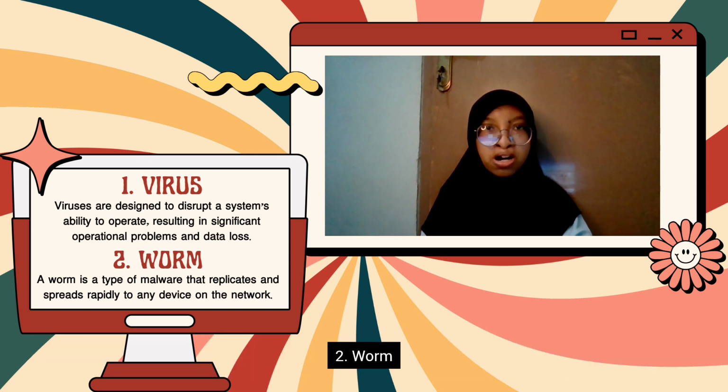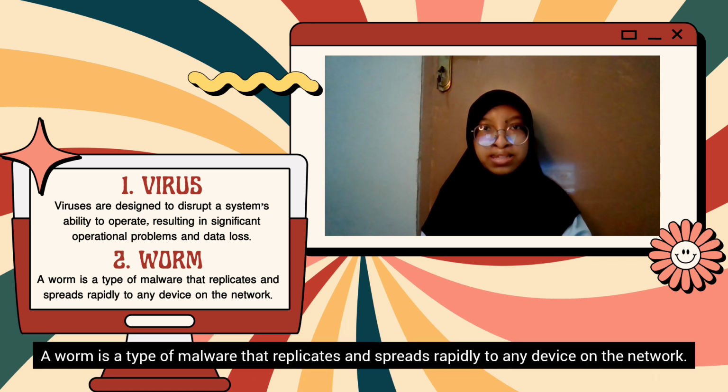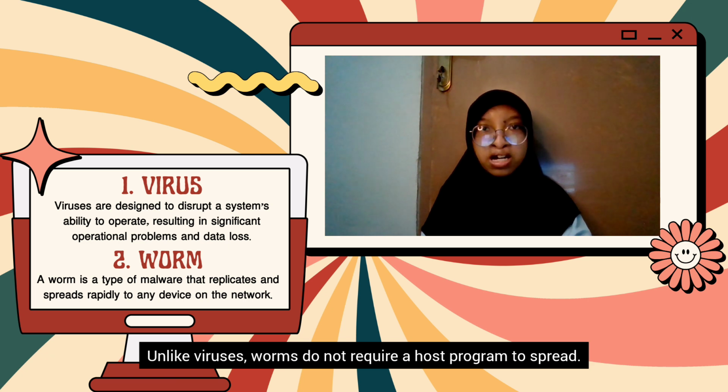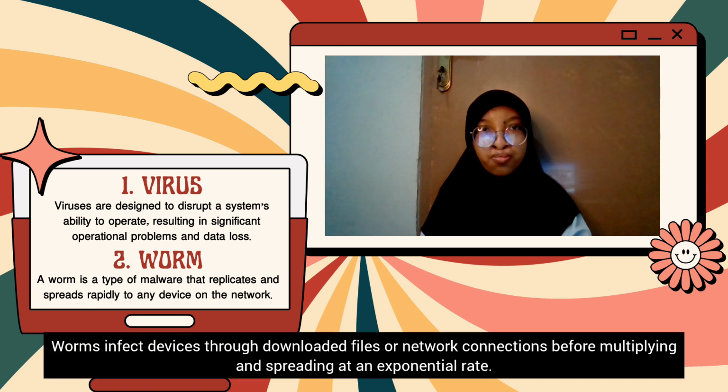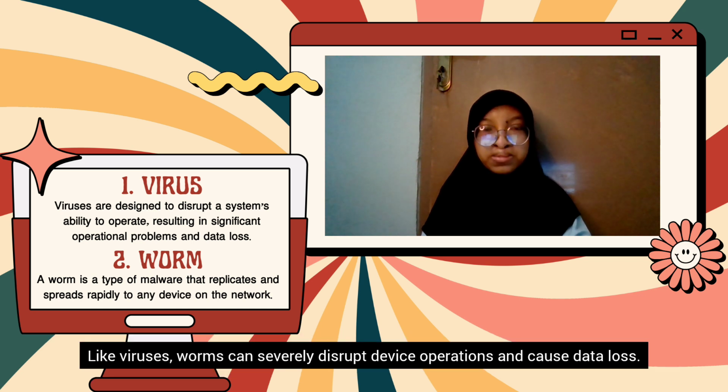2. Worm. A worm is a type of malware that replicates and spreads rapidly to any device on the network. Unlike a virus, worms do not require a host program to spread. Worms infect devices through downloaded files or network connections before multiplying and spreading at an exponential rate. Like a virus, worms can severely disrupt device operation and cause data loss.